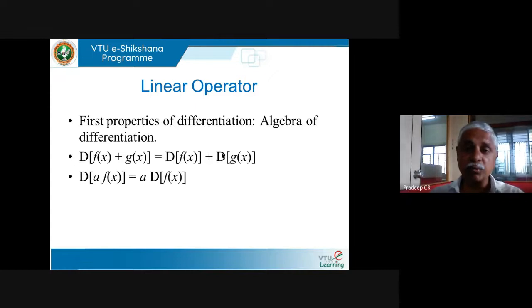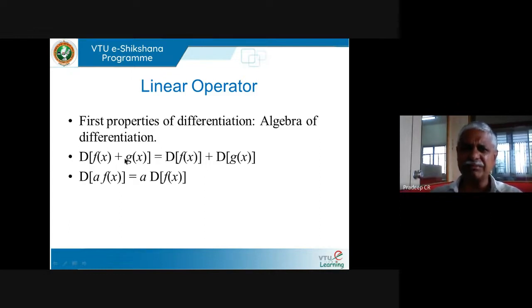Similarly, another very beautiful property is D of a times f of x is a times D of f of x. I can pull out this a, put it outside the whole function on which D is operating. I can pull out constants. A is a constant here. It's not a variable. It means it can't keep changing with x. Any constant, I can pull it out.